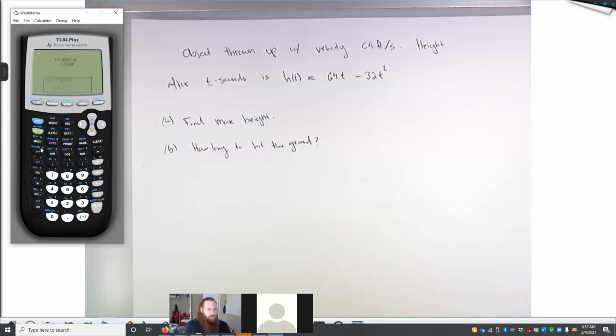So if we turn on our calculator, we can come in here to y equals, and I'm just going to put this expression in. I have to use the variable x, that's the default for the calculator, so 64, and then here's my variable button, x, minus 32 times x squared.